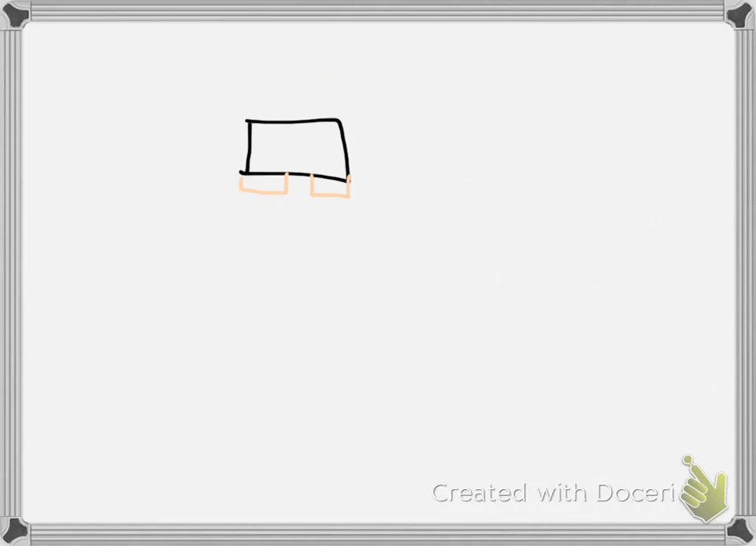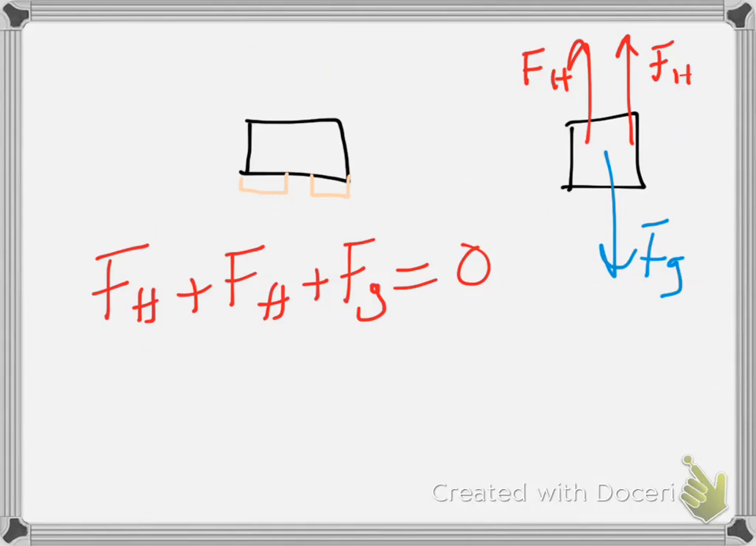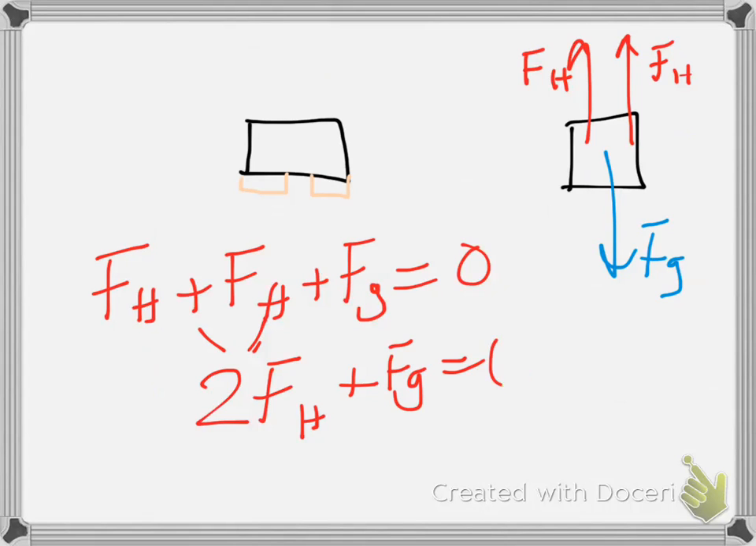So if we drew a free body diagram of the book, we would see a couple of things. First, we would see gravity going down, and we would see your hand pushing it up, right? But not just one hand, both hands. So there's a force from the hand, and there's another force from the hand. So what does this mean? We still don't have it accelerating. It's not moving up, it's not moving down. So we have force from the hand plus force from the other hand plus the force of gravity has to equal 0. So that means 2 times the force of the hands, plus the force of gravity equals 0.